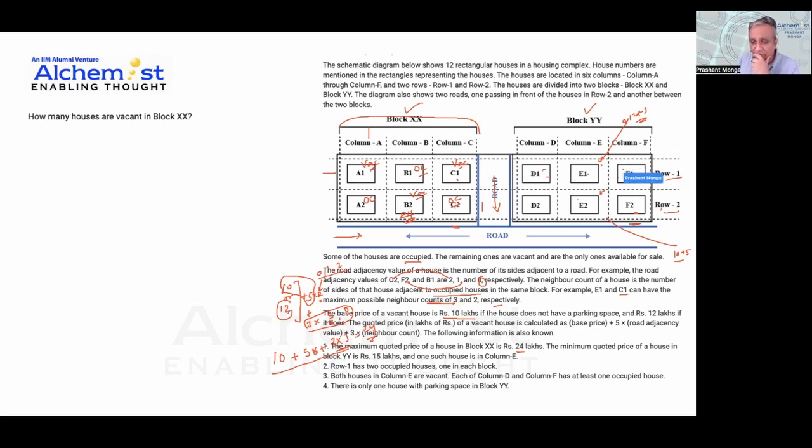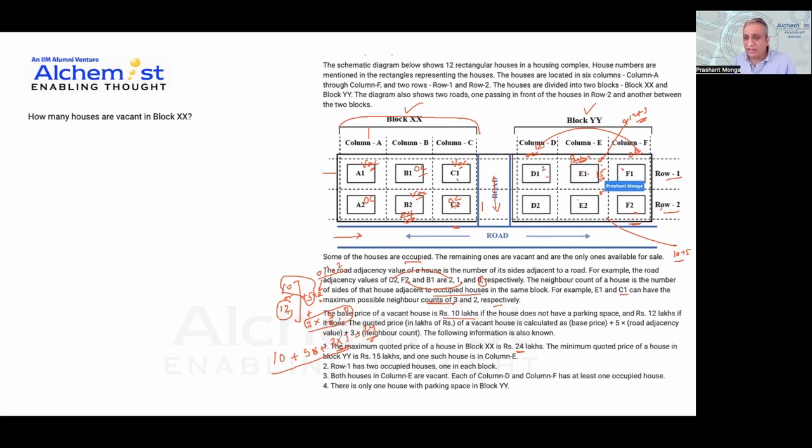And only one of these three can be occupied. So either this is occupied or this is occupied. Only one of them is occupied. This or this, one of these is occupied, which means that this can have a maximum value of... If this has parking in it, this will become 15, and that's the lowest possible value. So both are vacant, which means this is definitely 15.